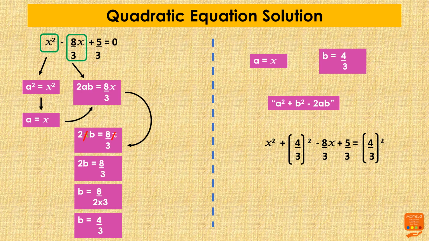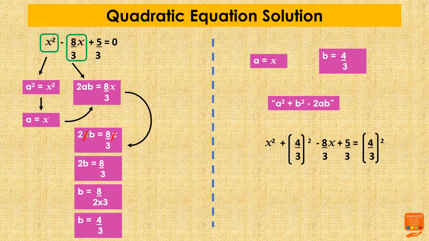And 5 by 3 was part of the original quadratic equation, so we will retain that on the left hand side. But because we have added (4 by 3) squared on the left hand side of the equation, we will also add it to the right hand side of the equation so that the entire equation remains balanced.